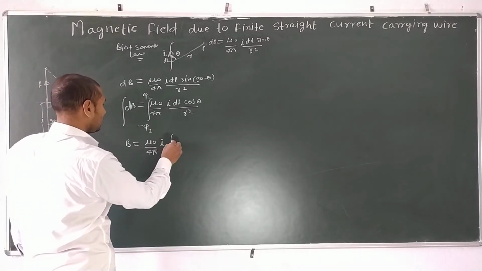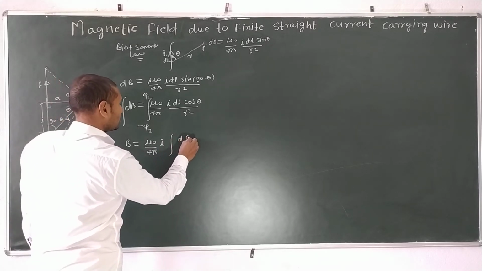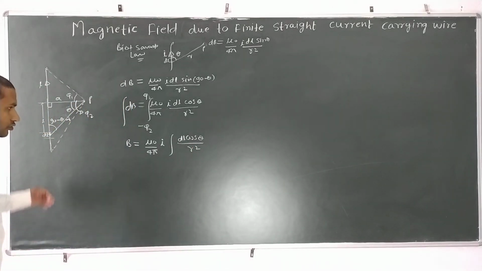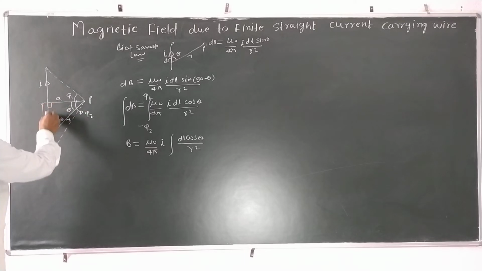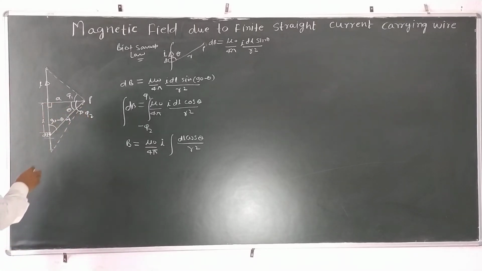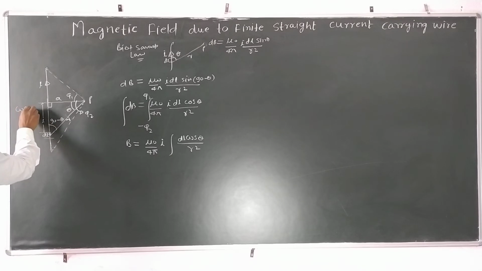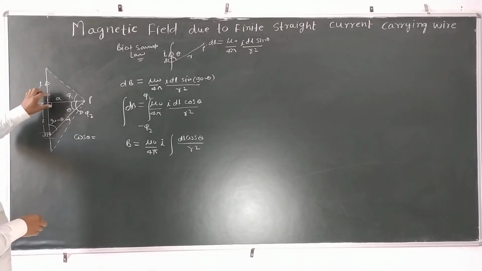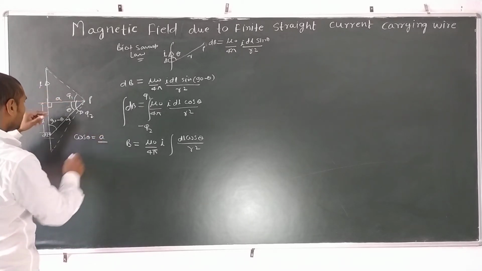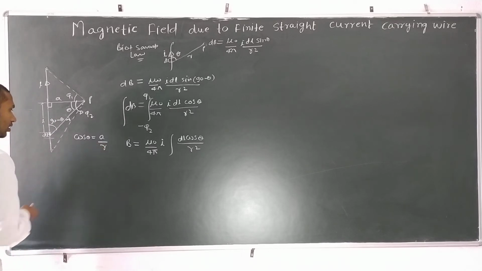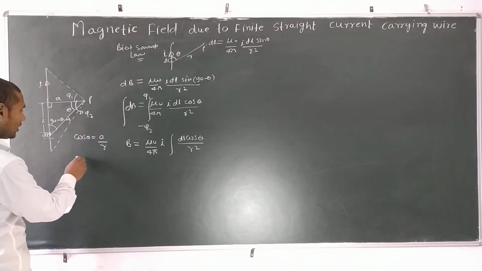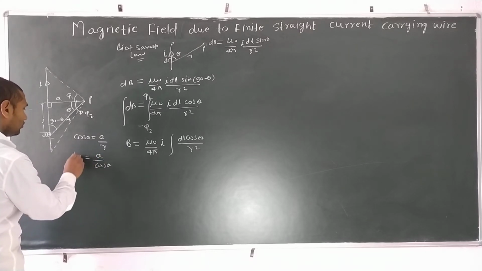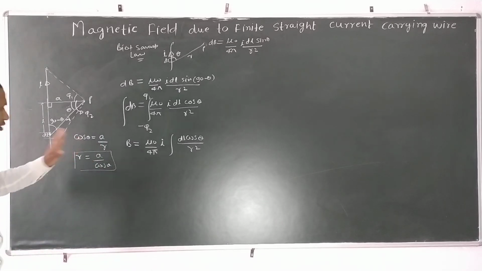That is, you can write here dl cos theta divided by r square. If you take this triangle, then we can write here cos theta equal to base upon hypotenuse, that is a upon r. So from here we can write r equal to a upon cos theta.